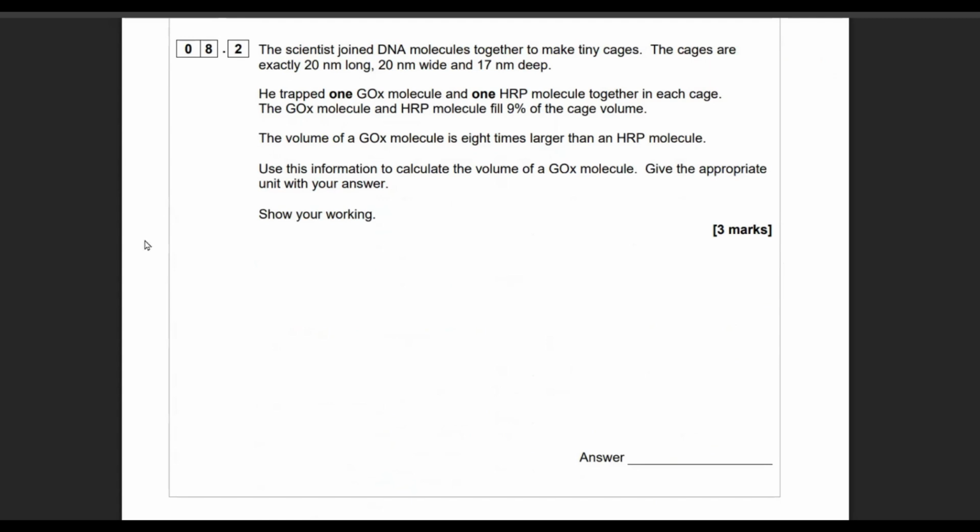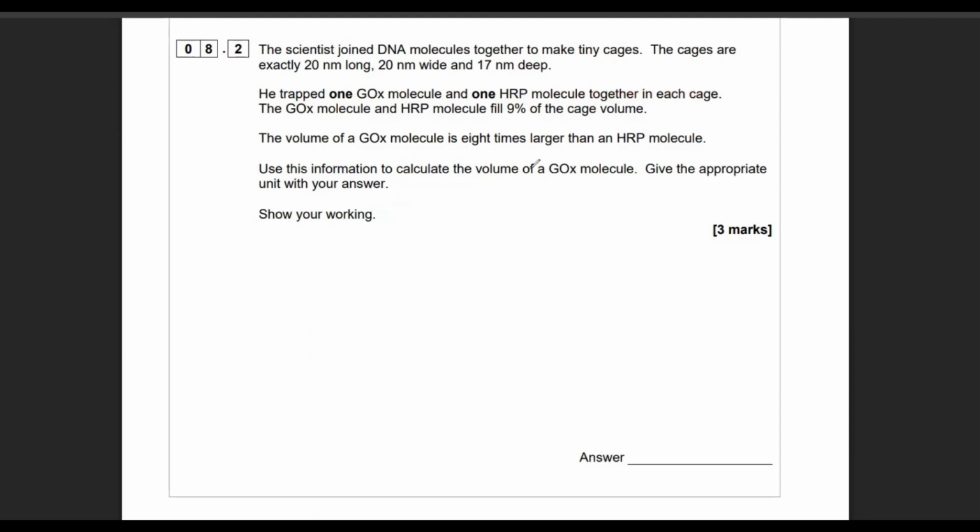Okay, we've got a biology 3 marker and it's a maths question. 8.2: the scientists joined DNA molecules together to make tiny cages, kind of like nano cages. The cages are exactly 20 nanometers long, 20 nanometers wide, and 17 nanometers deep. What does this make you think you're going to have to calculate, if you're given the length, width, and depth? Anyway, he trapped one GOX molecule and one HRP molecule together in each cage.